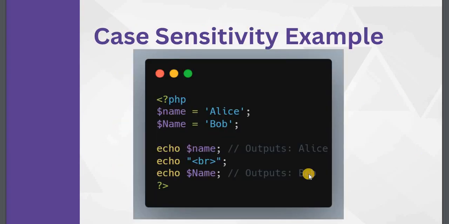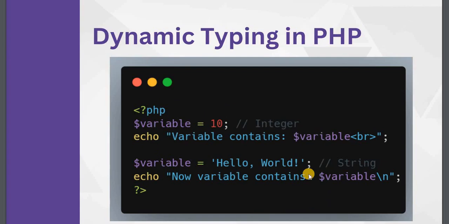Next we will check the variable types in PHP. PHP is a dynamically typed language. That means you don't need to specify the type of data a variable holds. It can change dynamically. So in this example you can see I have assigned this variable the integer value 10, and after that when I echo, it will return the output like variable contains 10. On the next line I have assigned another value to the same variable, hello world, and again if I print this, it will now return variable contains hello world.